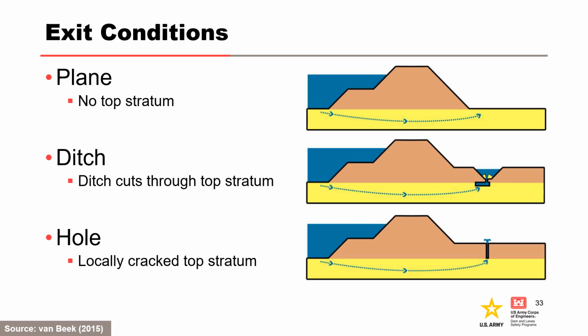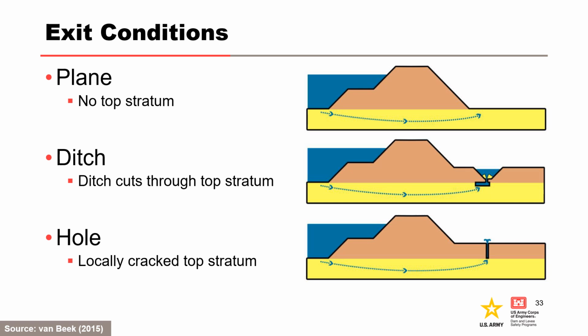A planar exit is shown in the top figure, where an open exit is present naturally, for example, when no top stratum is present at the land side. A top stratum is present in the middle figure, but a ditch penetrates a substantial portion of it, leaving a relatively thin cover layer over the foundation sand. In other cases, the exit point is created when the cover layer cracks or hydraulic fractures locally, as shown in the bottom figure.